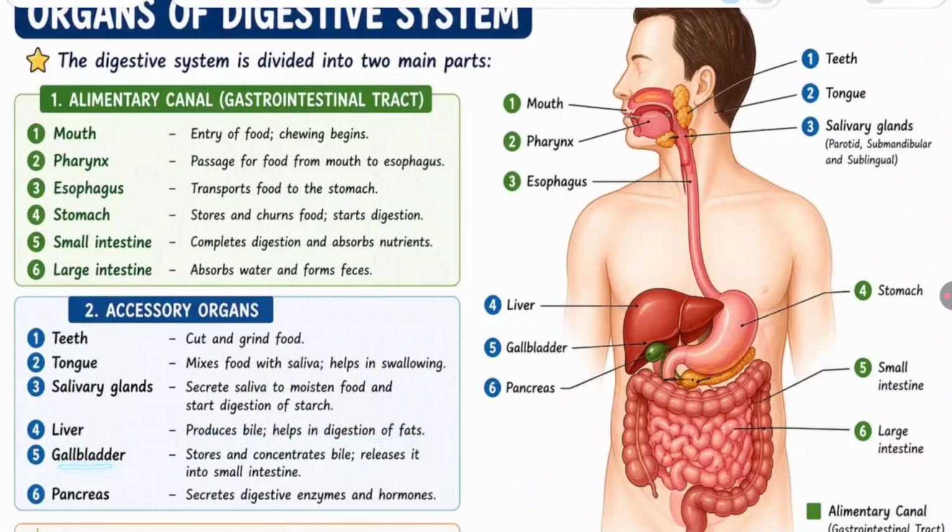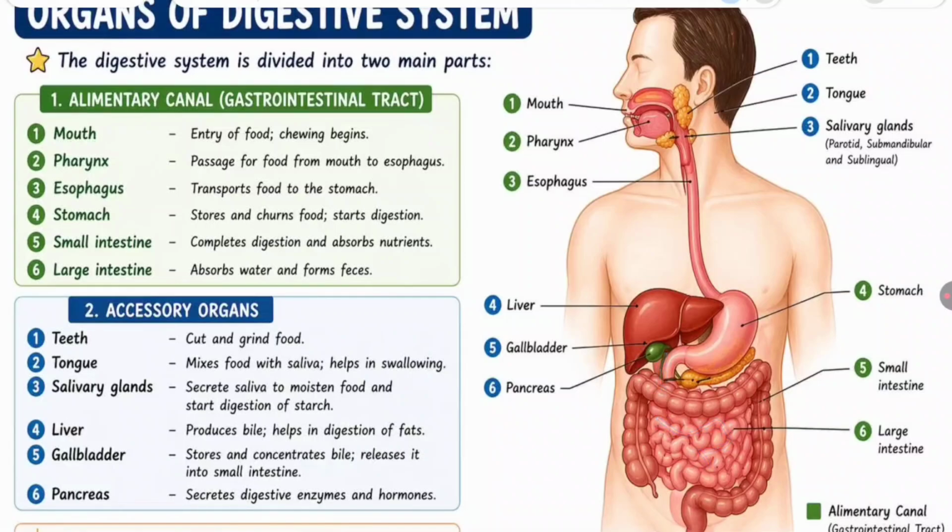Then gallbladder. You can see this is the gallbladder. It is a pear-shaped organ. It looks like a sac-like structure. Here the bile is stored. Means the liver produces the bile, and that bile will be stored in the gallbladder. Okay, and it releases into the small intestine. See here, you can see one line will be there. It will release into the small intestine.